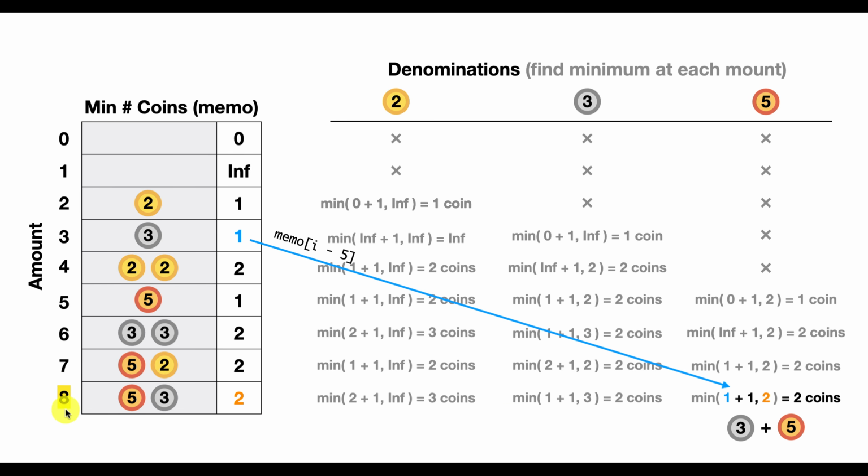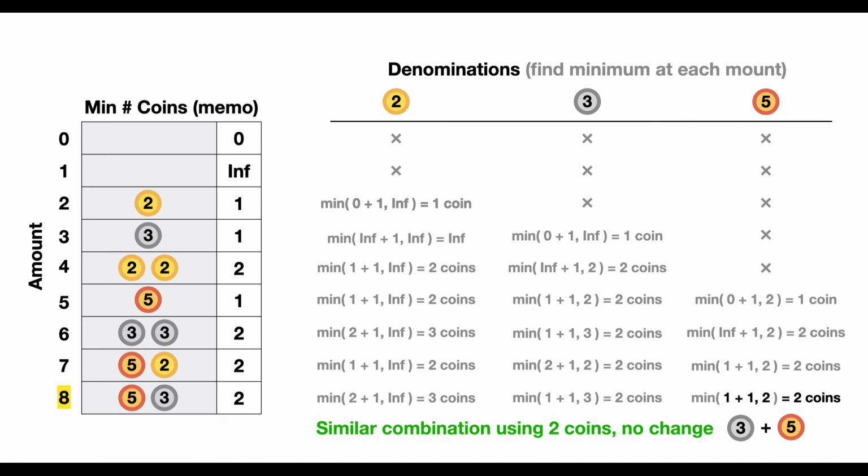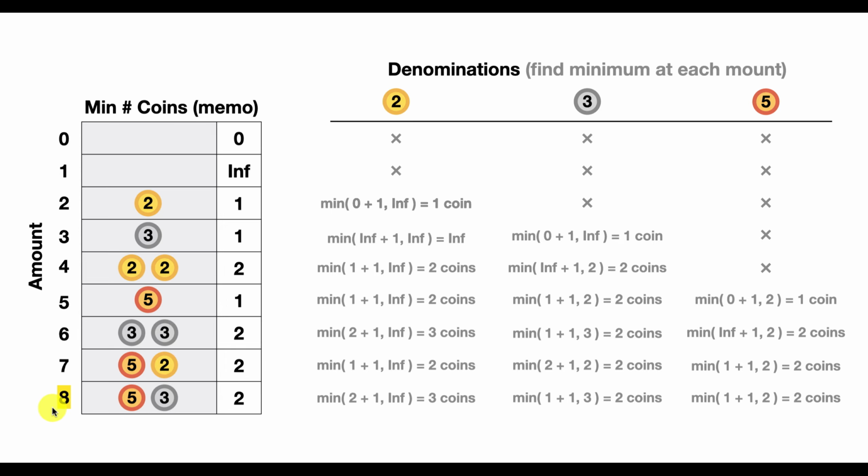Then we do 8 minus 5 is 3 for the 5 denomination. It took 1 coin to get to the value of 3. So 1 plus an additional coin is 2. This doesn't change the minimum. So the answer to this subproblem is still 2. But this is also the last subproblem, and it corresponds to the target we're looking for.